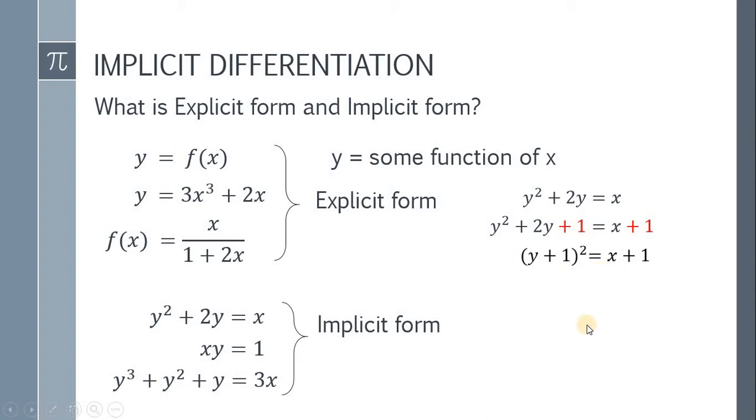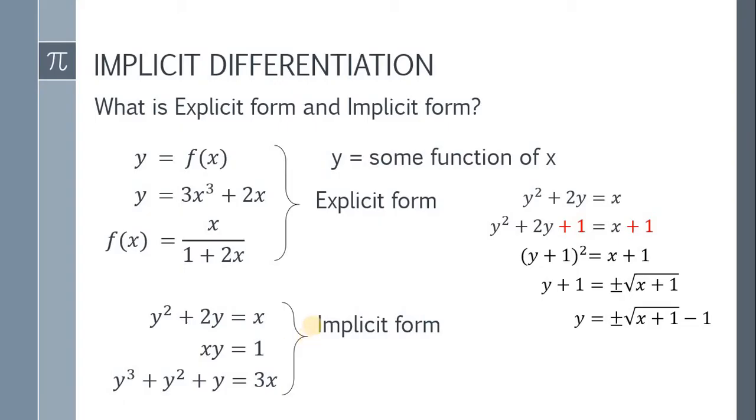Now, getting the square root of both sides, we get y plus 1 is equal to positive or negative square root of x plus 1. Now, subtract 1 from both sides, and we get y is equal to positive or negative square root of x plus 1, minus 1. As you can see, the implicit form y squared plus 2y is equal to x was rewritten to the explicit form y is equal to positive or negative square root of x plus 1 minus 1. Our second equation can also be rewritten to explicit form. Just divide both sides by x and we get y is equal to 1 over x. It's easy. Now, the question is, can all equations be rewritten in explicit form?